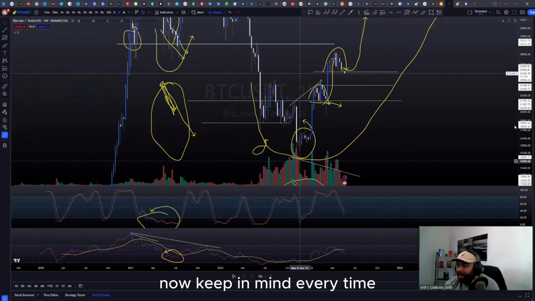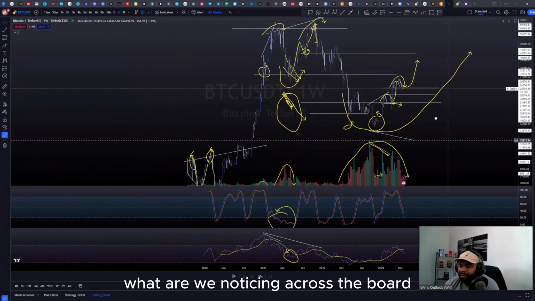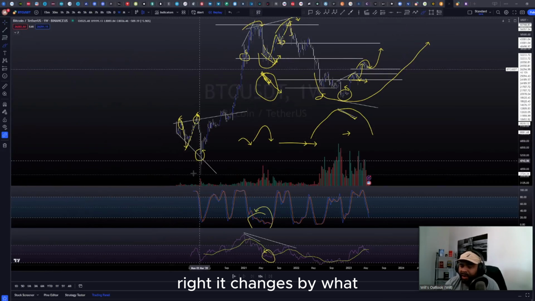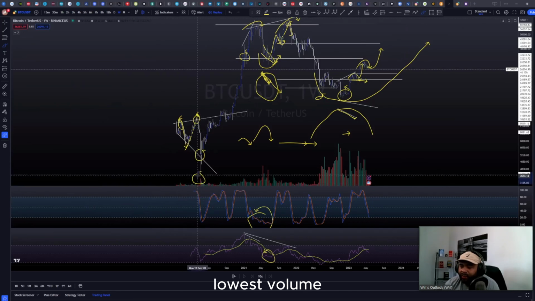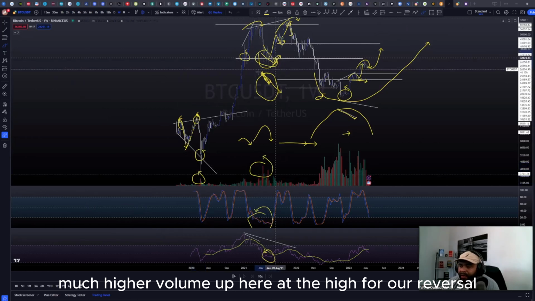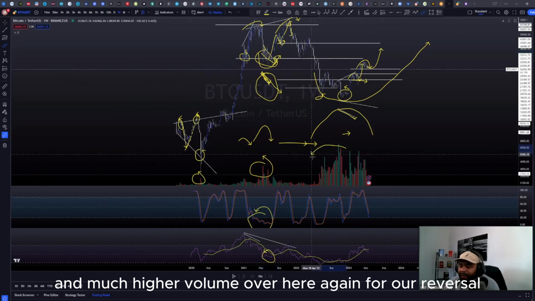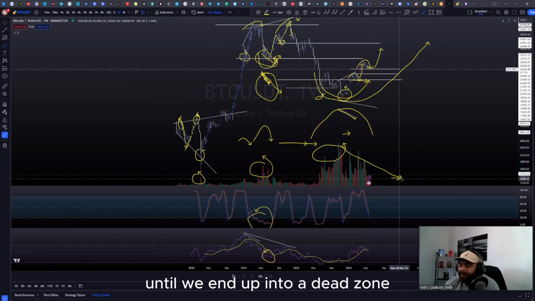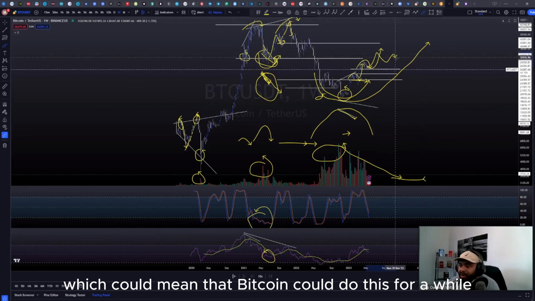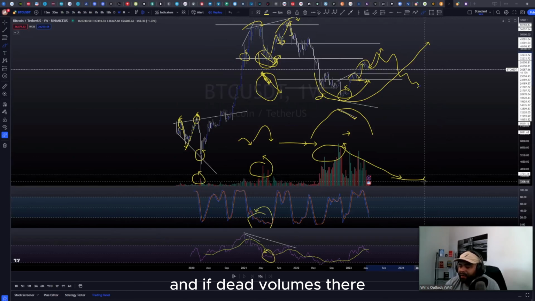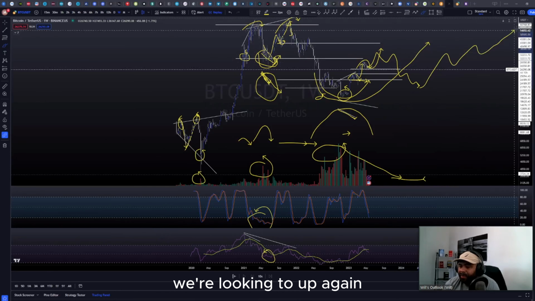Now, keep in mind, every time, what are we noticing across the board? Well, we're noticing volume changes, right? It changes by what? It changes by interest. Lowest volume, even though these were our reversals, right? This is our reversal. Much higher volume up here at the high for our reversal, and much higher volume over here, again, for our reversal, right? And we're looking to trend it back down until we end up into a dead zone, which could mean that Bitcoin could do this for a while and then roll back into a lower zone while dead volume's there. And if dead volume's there on a lower zone, we're looking to move up again.